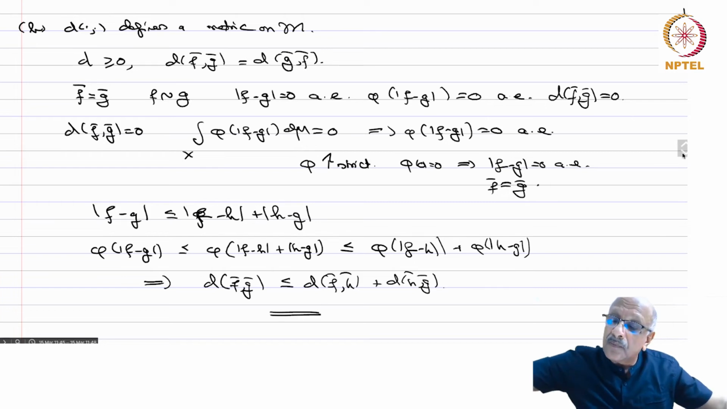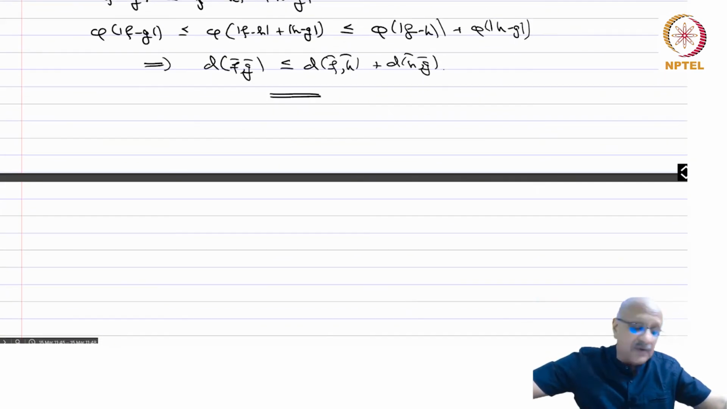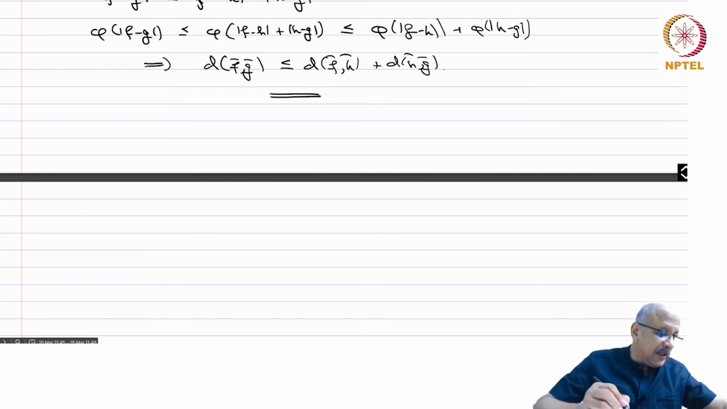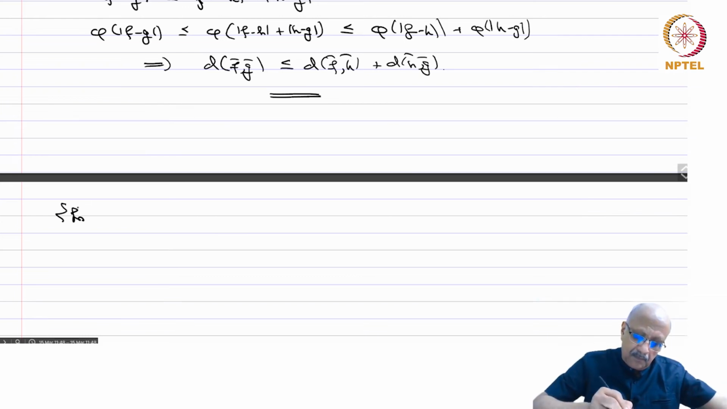Okay, so now is the interesting part of this exercise, namely f_n bar in M.